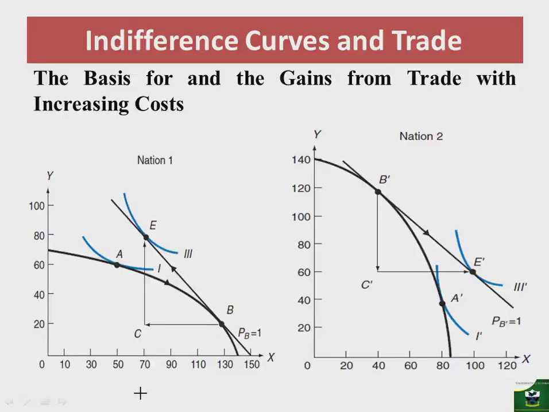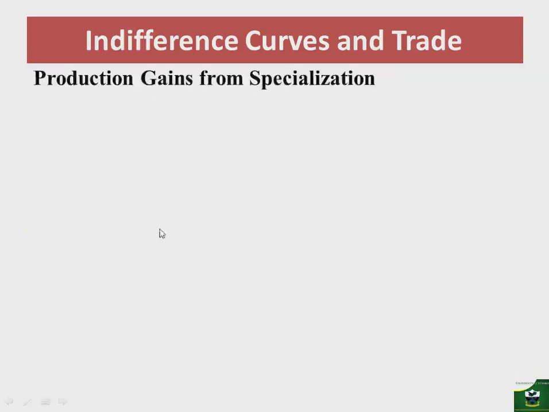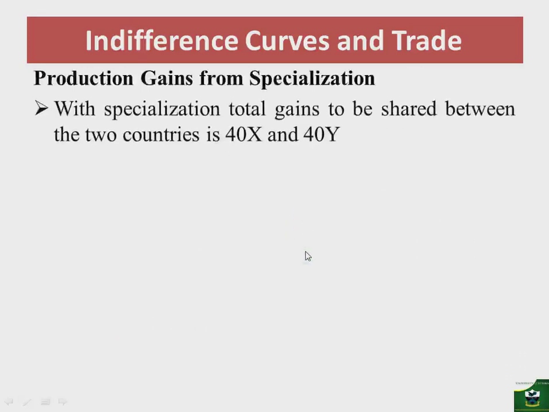Okay, so now let's build this further. Let's look at the production gains from specialization. Now, we have noted that with specialization, the total gains to be shared between the two nations is 40 units of X and 40 units of Y, because we saw that nation 1 gained 20 of X and nation 2 gained 20 of X, which means that 40 units are to be distributed between the two nations.